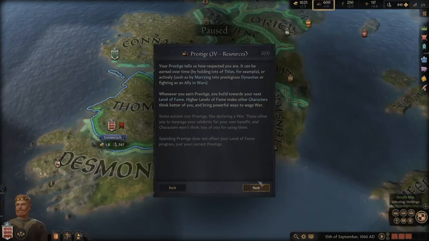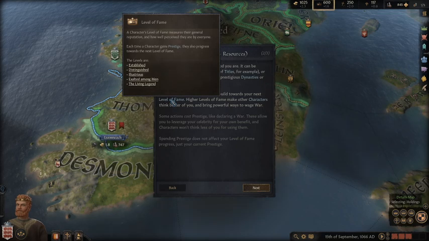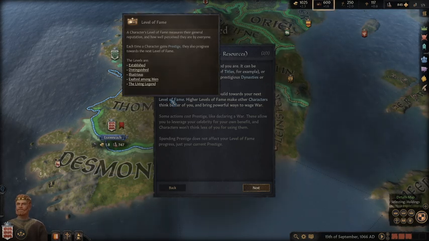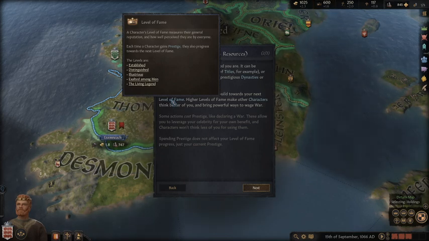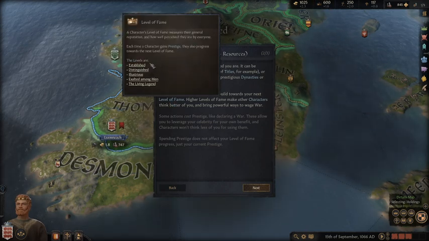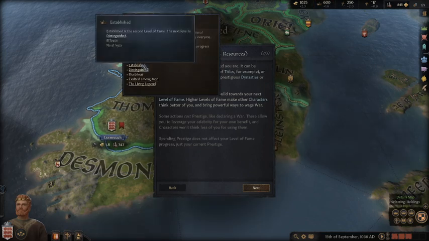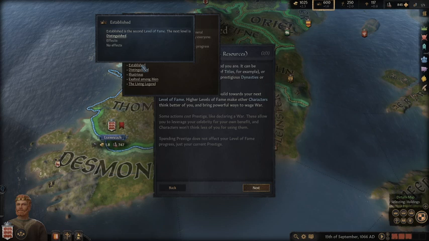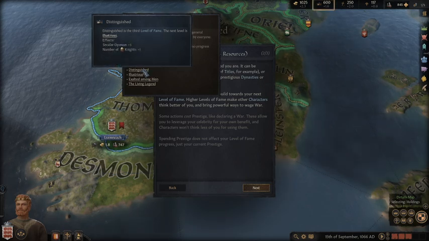Interesting. Let's see what it says about levels of fame. Characters' level of fame measures their general reputation and how well perceived they are by everyone. So when my character gains prestige, they also progress towards the next level of fame. Levels are established, distinguished, illustrious, exalted among men, and the living legend. Established has no effect.